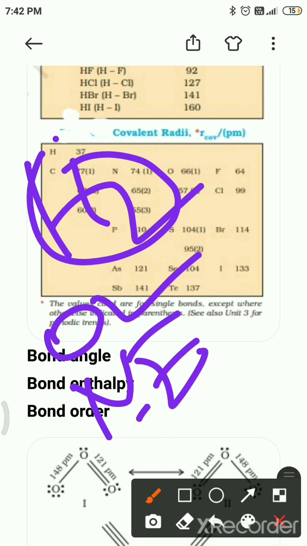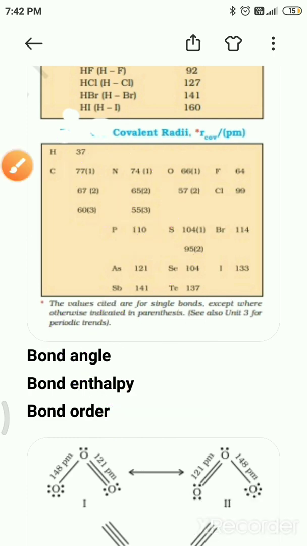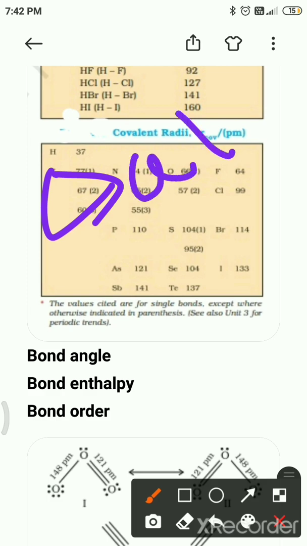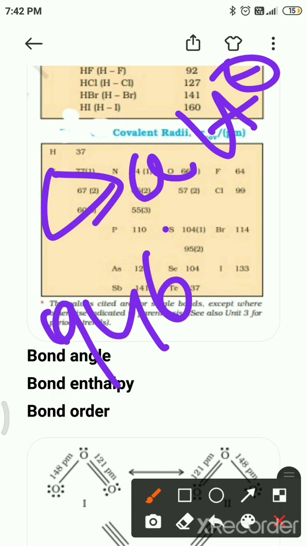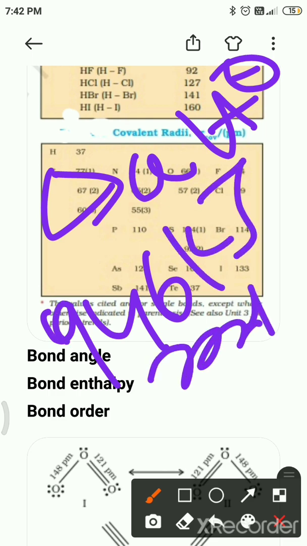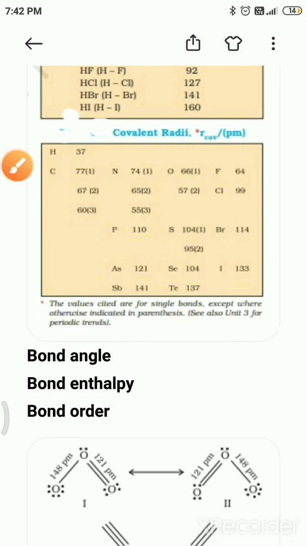For N2 the bond order is also 3, and its bond enthalpy is 946 kilojoule per mole. This is one of the highest for a diatomic molecule. Isoelectronic molecules and ions have identical bond orders.